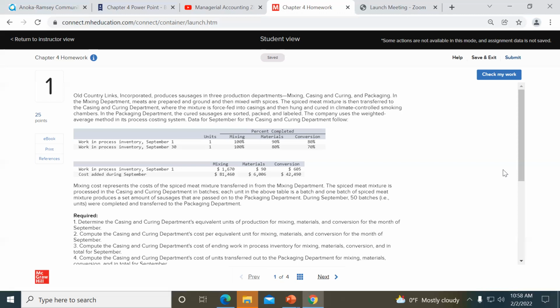Old Country Links Incorporated produces sausages in three production departments: mixing, casing, curing, and packaging. In the mixing department, I got to make this higher.